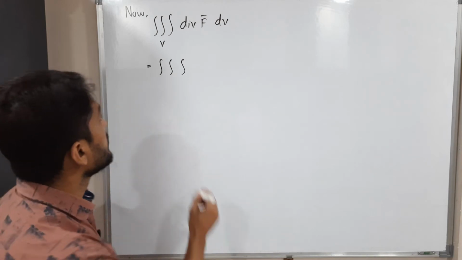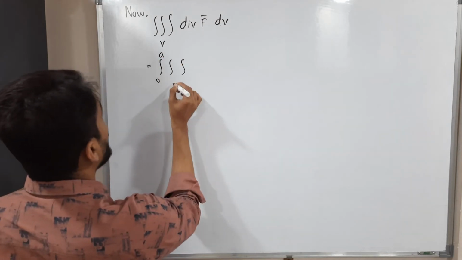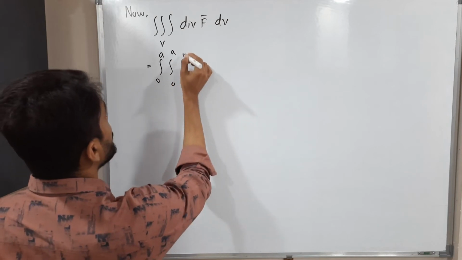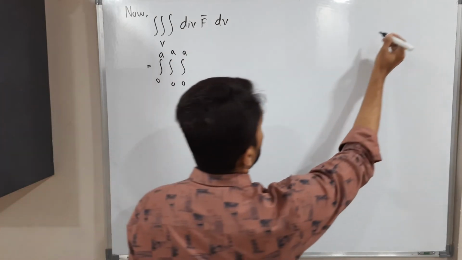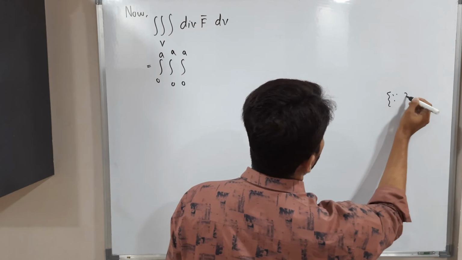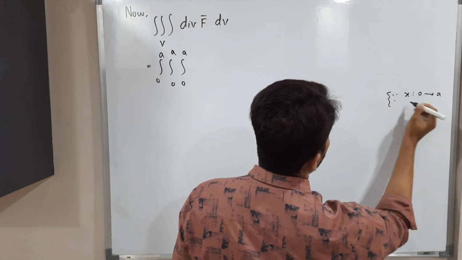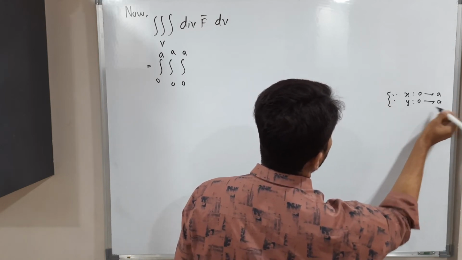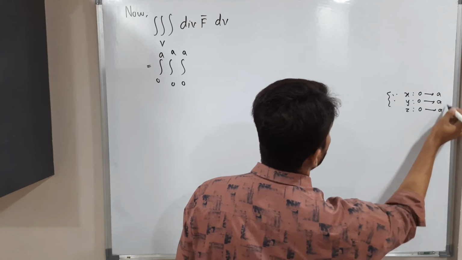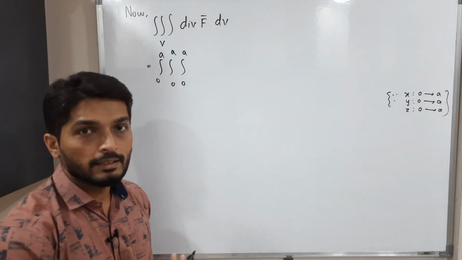So obviously here x varies from 0 to a, y also varies from 0 to a, and z also varies from 0 to a. I should mention that somewhere. Because x varies from 0 to a, y from 0 to a, and z from 0 to a, I could write that limit directly.